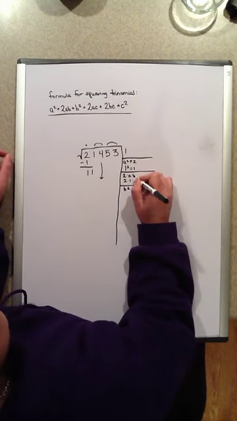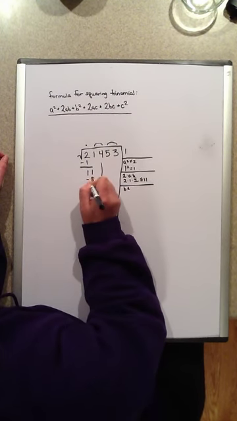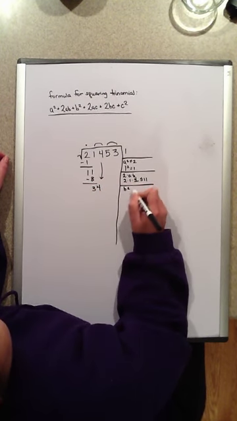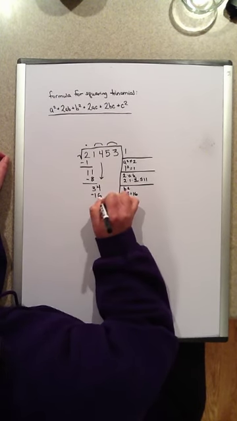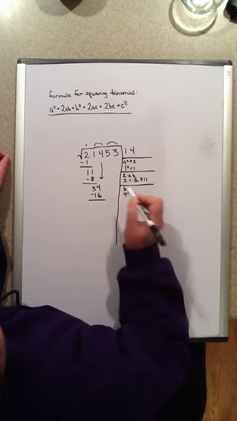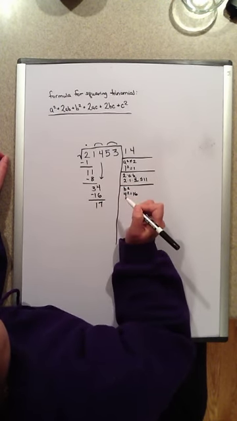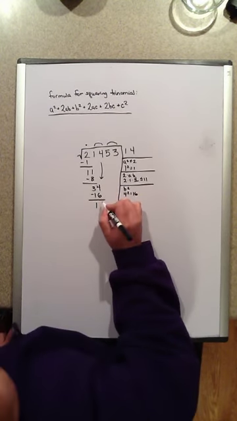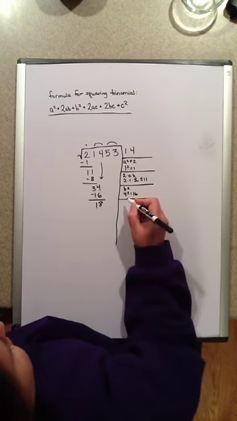Let's try 4. 2 times 1 times 4 is 8. That's a 3. We bring down our 4. B squared. 4 squared is 16. That works. We're going to keep 4 as our value for b. This is 18. We do not bring down our 5 here.